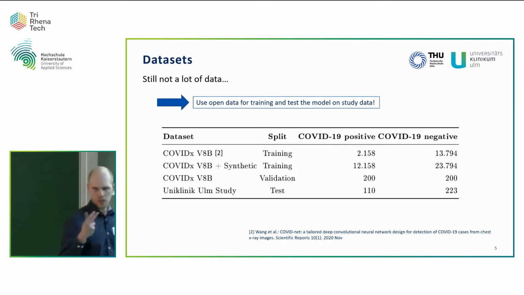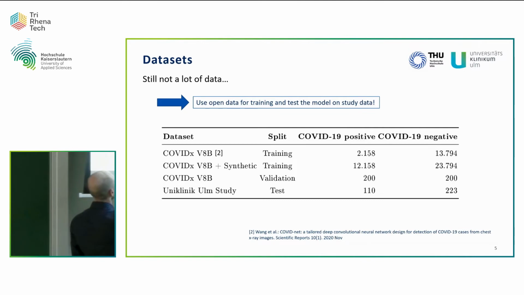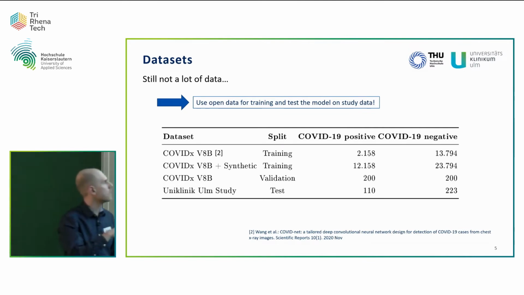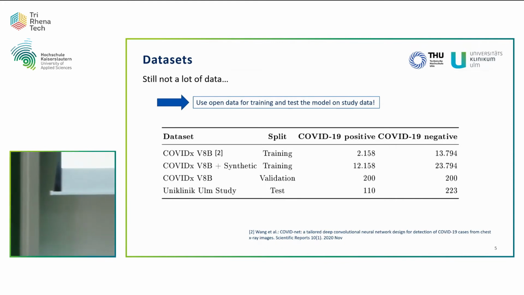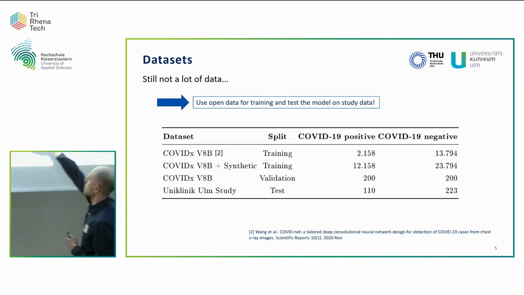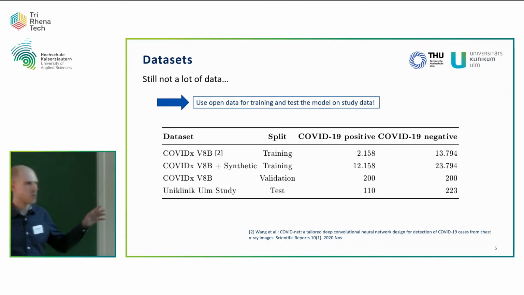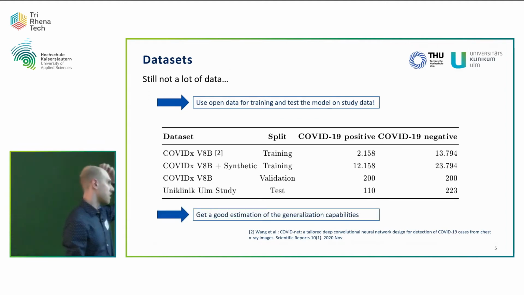We have two training data sets. One is the COVID-X data set, which is one of the biggest ones with over 2,000 positive images. And we are just using our synthetic images as a second training data set on top. So we put 10,000 images that we synthetically create in the positive and negative class. We also have a validation data set that comes with COVID-X. That's also already in the paper, which is fixed. And then we have our study data as a test data set in the end.